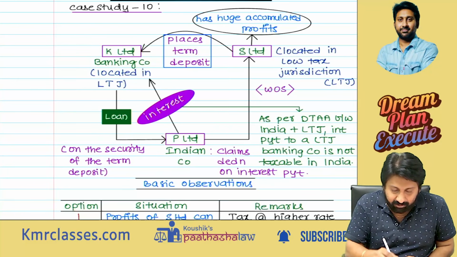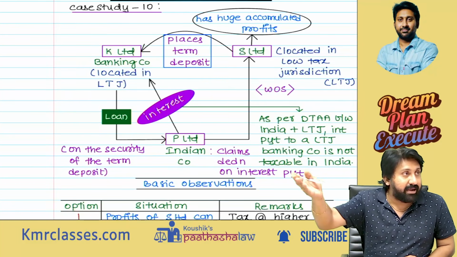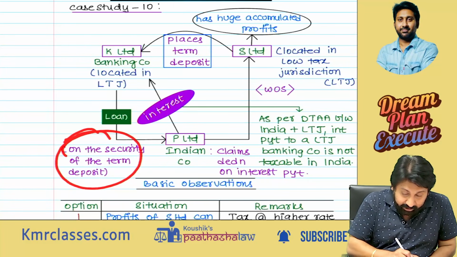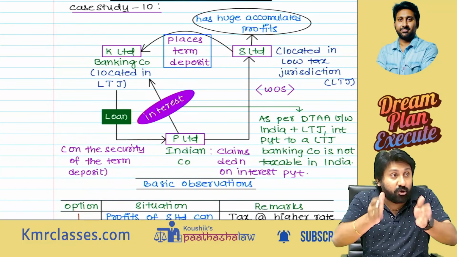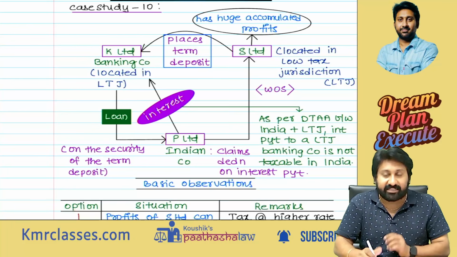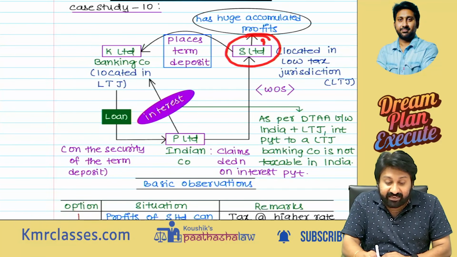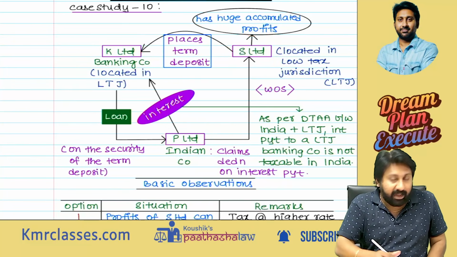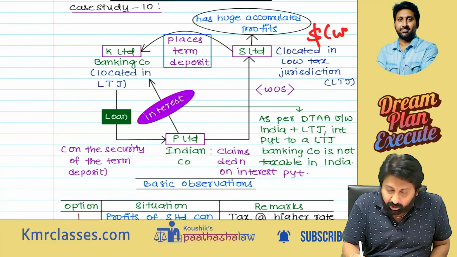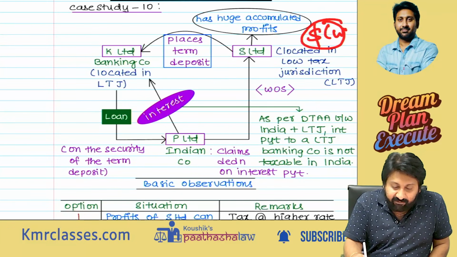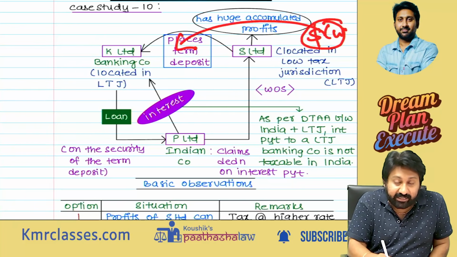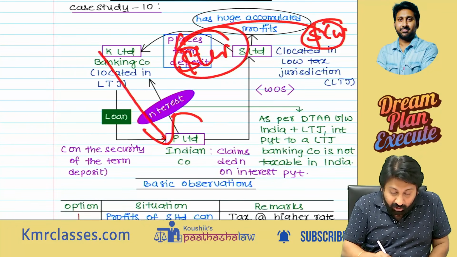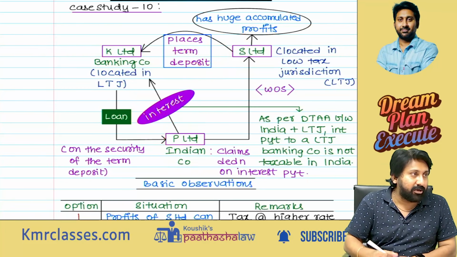The fun starts now. The FD is made by S Limited with K Limited, putting this term deposit as a security. Putting this term deposit as a security means the subsidiary is giving security for the loan taken by the holding company. Now what happened? This $1 crore accumulated profit is kept as a deposit. On this $1 crore security, a $1 crore loan is given to the Indian company.